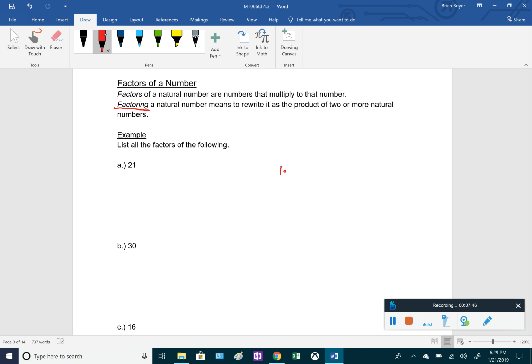So we can have 1 times 21 equals 21. 3 times 7 equals 21. These are things that multiply to 21. So those are all of the factors of 21. They're going to be 1, 3, 7, and 21.